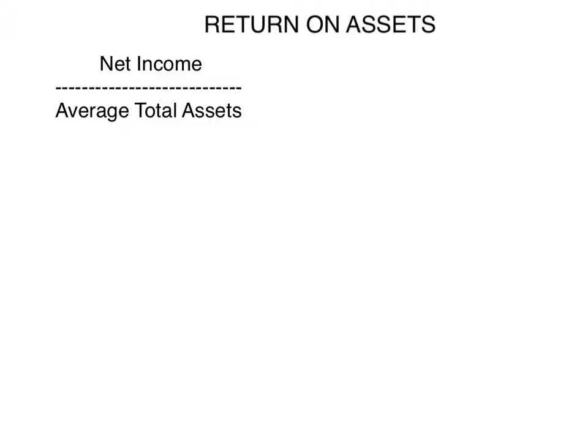The formula for the return on assets ratio is net income divided by average total assets. To calculate the average total assets, we're going to take the beginning total assets number found on a comparative balance sheet, and we're going to add the ending total assets number also found on the balance sheet. We need to sum that together first before we divide it by 2. This number will give us the average total assets for the accounting period.